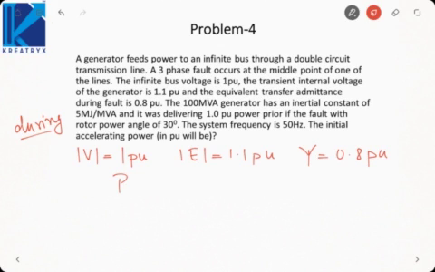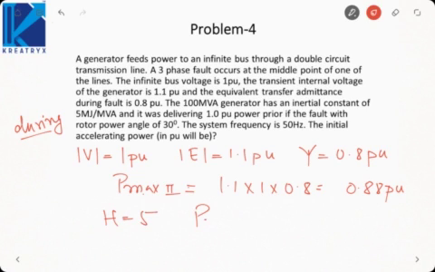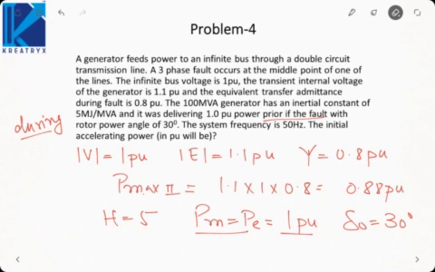So during the fault I can calculate P max 2, that will be 1.1 into 1 into 0.8. So it will be 0.88 pu. Now the 100 MVA generator has inertia constant 5 and it delivers 1 pu power, that is Pm is equal to 1, Pe is equal to 1 pu prior to the fault. Since it is talking about before the fault, we are taking Pm equal to Pe because it will be under steady state, and rotor power angle of 30 degree. We need to find the initial accelerating power.